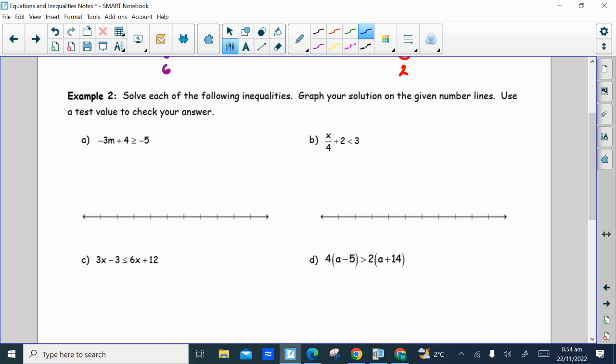So same thing with example 2. We need to get the m by itself. The first thing I would do here is subtract 4 from both sides.